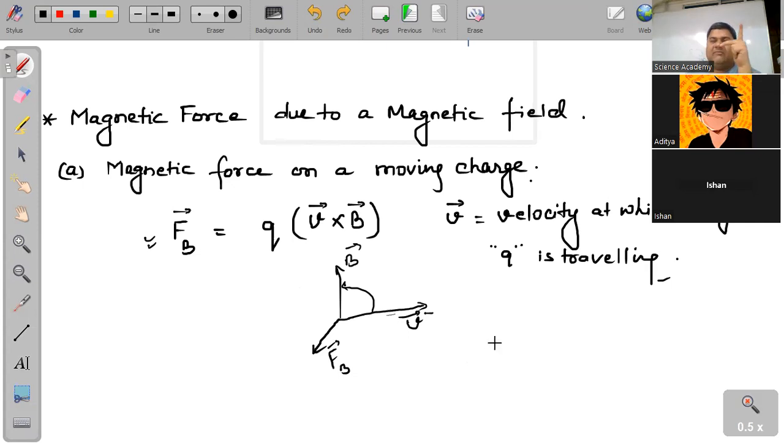So this is called Fleming's left hand rule. Index finger indicates the magnetic field. Middle finger indicates the velocity vector of the charge, or the direction of current in the current carrying wire. And the thumb represents the force experienced on the charge or the wire. Is that okay? Yes, sir.